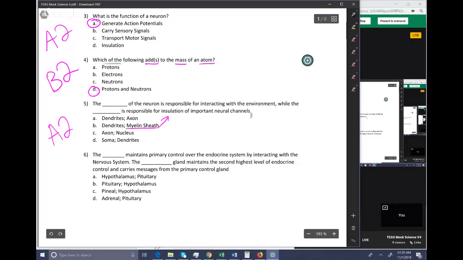Myelin sheath only exists in one of the answer choices. So all I really need to do now is go back to that first blank and make sure that dendrites does make sense there. The blank of the neuron is responsible for interacting with the environment. That is what dendrites do. So because the second blank was so easy for me, the first blank was handled. That's what I'm referring to in that two-step strategy.